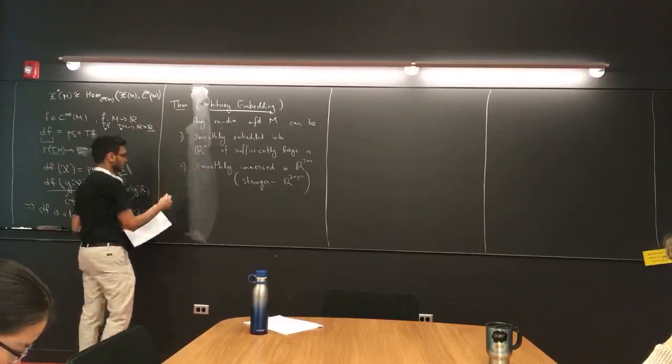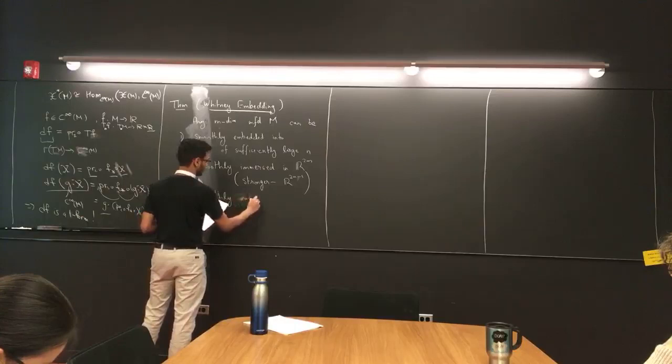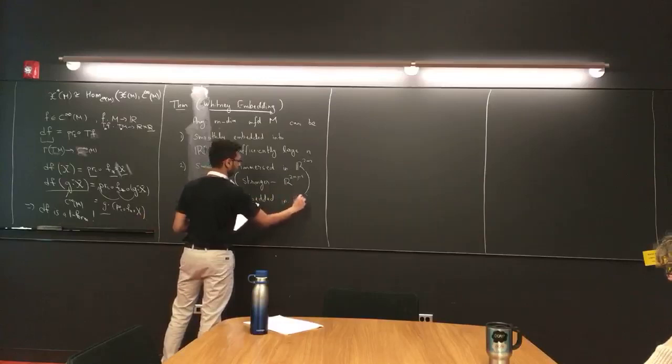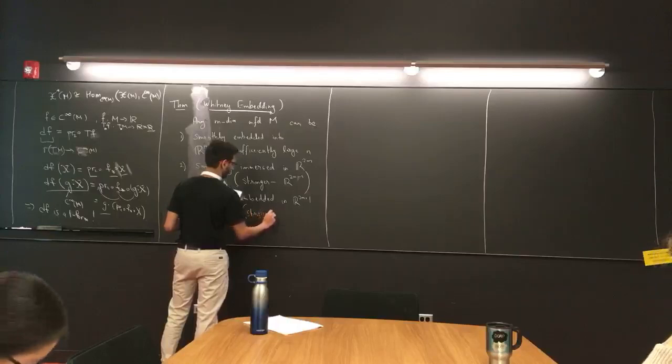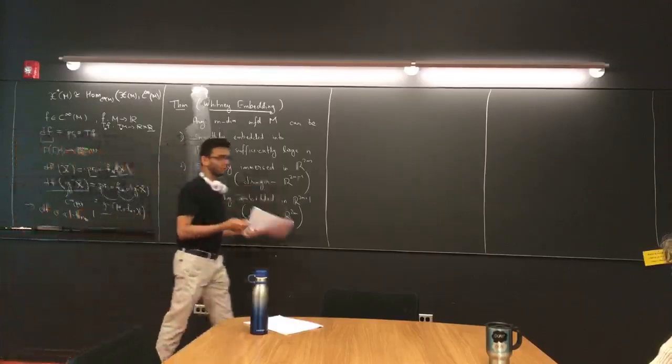And if you want to embed it instead, you need one more dimension than this, which is R^{2m+1}, or in the stronger version, R^{2m}. So essentially, the point being that any abstract manifold can be thought of as some sort of isomorphism class of submanifolds of Euclidean spaces.